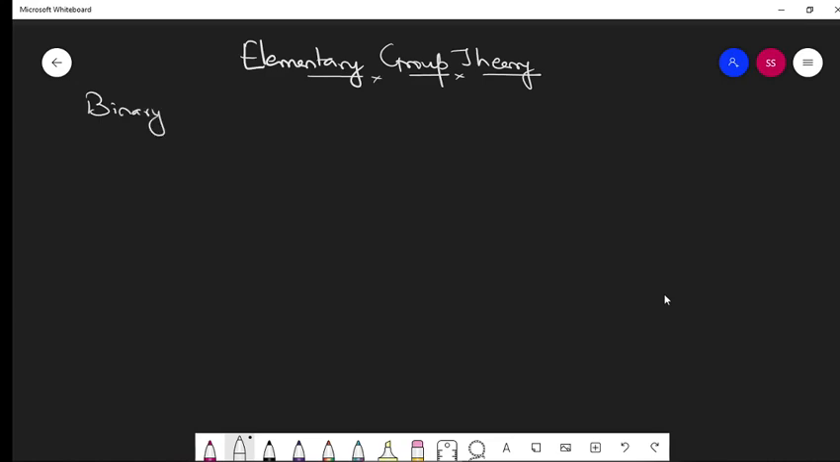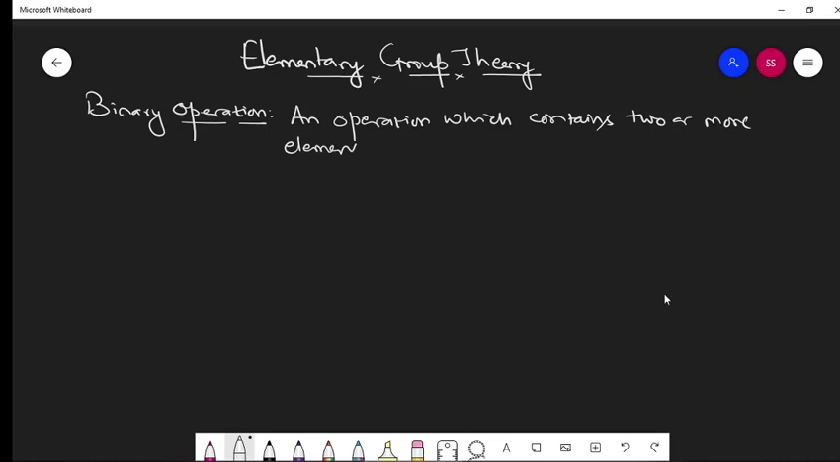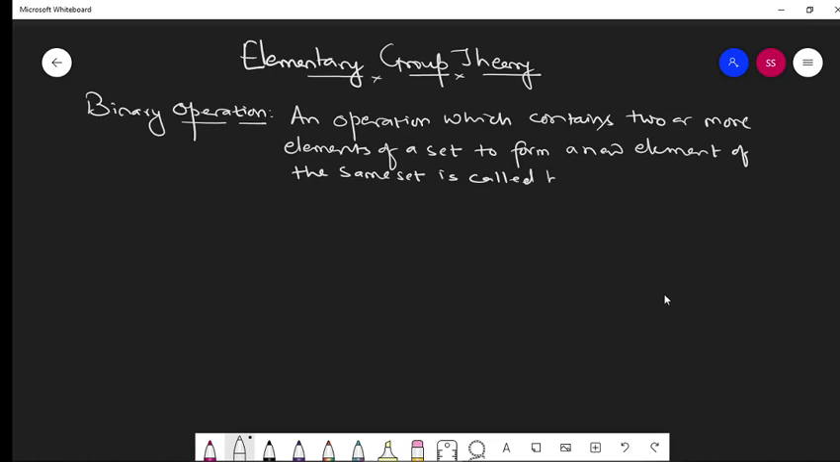Binary operation. A binary operation is an operation which takes two or more elements of a set to form a new element of the same set. This is called a binary operation.